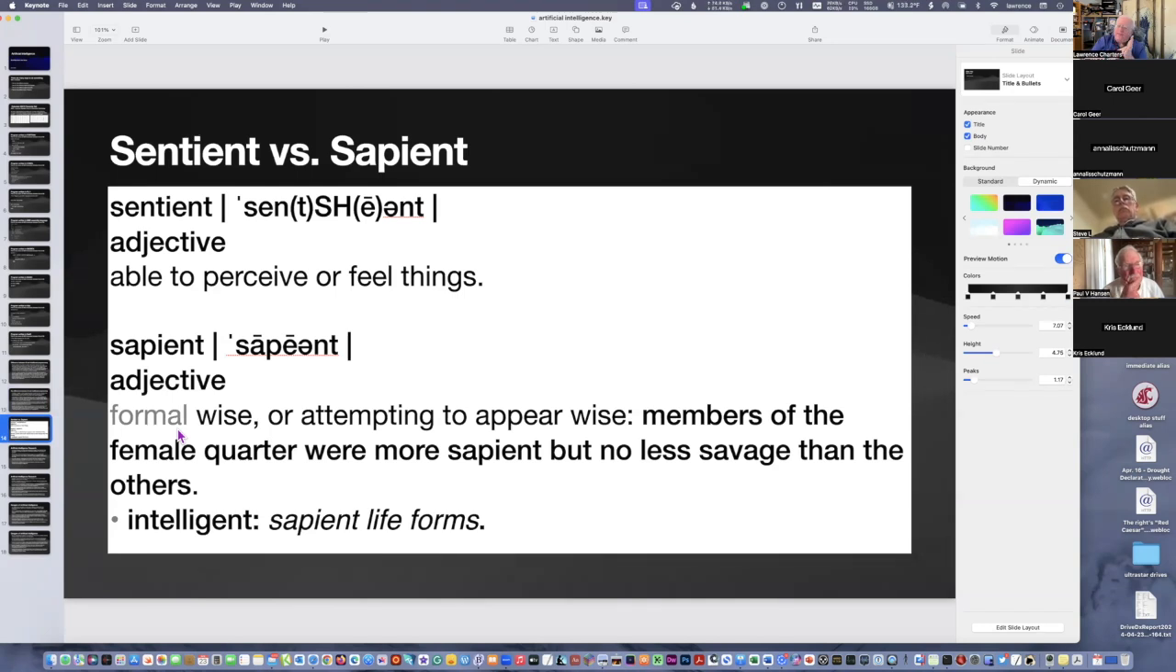Sentient versus sapient. A sentient thing is something that's able to perceive or feel things around it. Your cat, if you rub it between the eyes, is going to like that because it can feel that and it responds to that. If you have a deer that gets lost in your neighborhood, it's going to be frightened because it's not next to its mother. These are sentient creatures. They are able to perceive things. They are able to feel things.